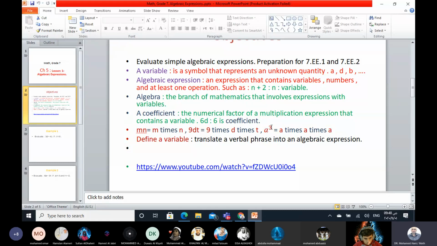A exponent 3, or a cubed. What is the meaning of a exponent 3? It means a times a times a: a repeated 3 times, and the operation between the a's is multiplication. Define a variable: what is the meaning of define a variable? It means to translate a variable first into an algebraic expression. Now, to see the meaning of an algebraic expression and how to evaluate a simple algebraic expression, watch this video with me now.